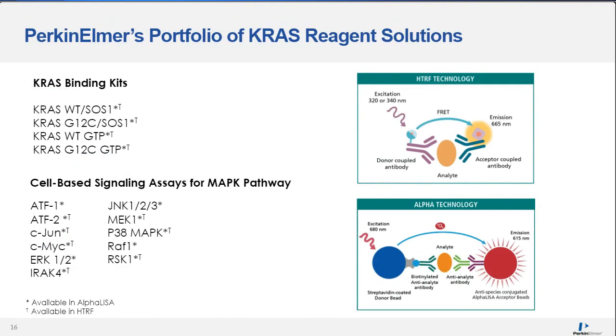To conclude this presentation, I wanted to take a look at the current PerkinElmer's catalog for KRAS investigations. The listed HTRF and AlphaLISA KRAS biochemical kit versions are available and can be found online. Regarding the cell-based signaling assays, some of the relevant kits are listed here, but many others are also available and can be found online too.